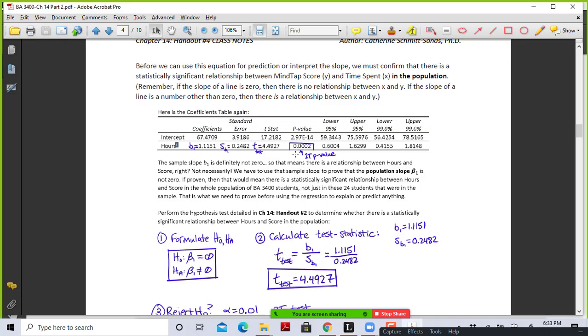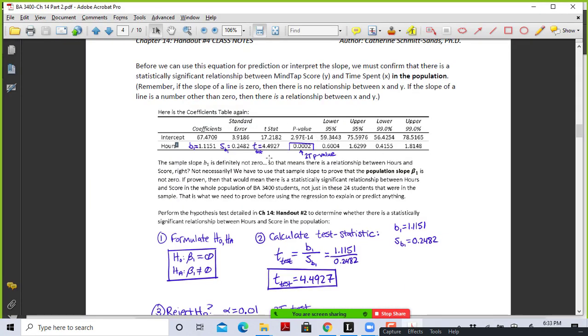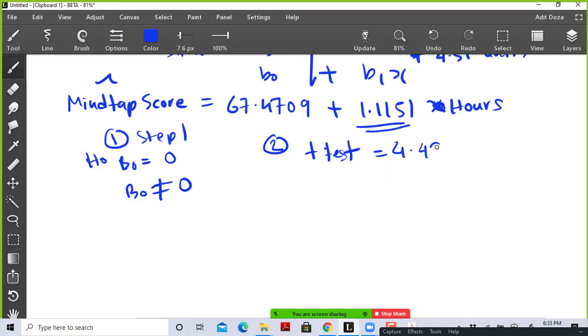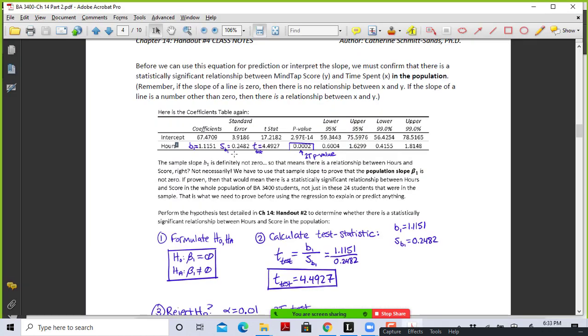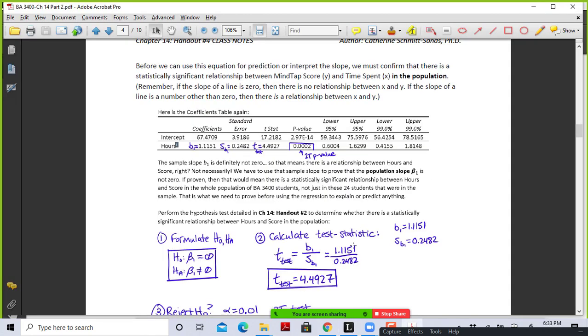If p is given, you can directly use the p-value approach. The t-test statistic equals the beta 1 coefficient over SB1, the standard error. I will give it to you because in the exam you cannot calculate it. The standard error is 0.24. This formula should be in your formula sheet as well, and the p-value is given, and the alpha significance level should also be given in the question.